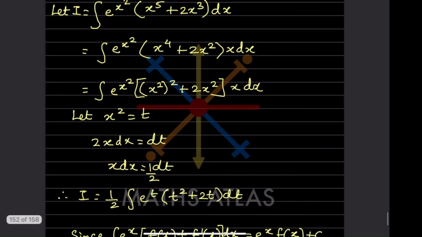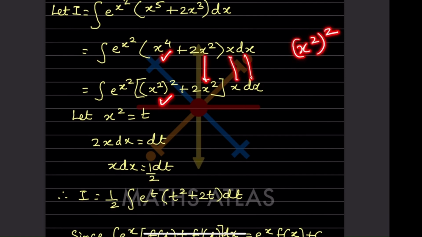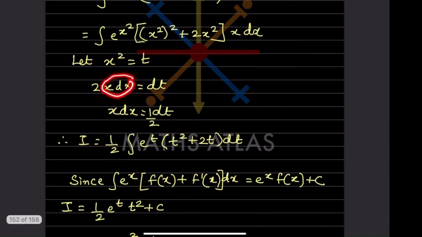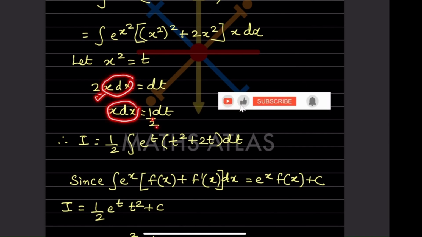So now what we can do, we write this as it is. Here, x raised to 4 we can write as x square whole square, and all this is the same. So now we can see x square here. Let us consider this x square as t. So let x square equal t. When we take the derivative, that will be 2x dx, and the derivative will be dt. So this x dx we keep on one side, and when we take 2 to the other side, it is going to be 1 by 2 and dt.